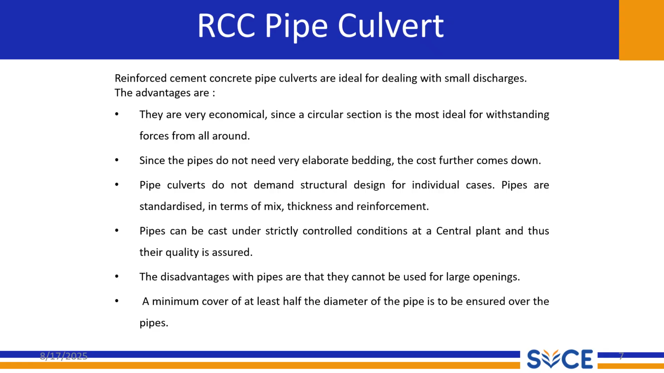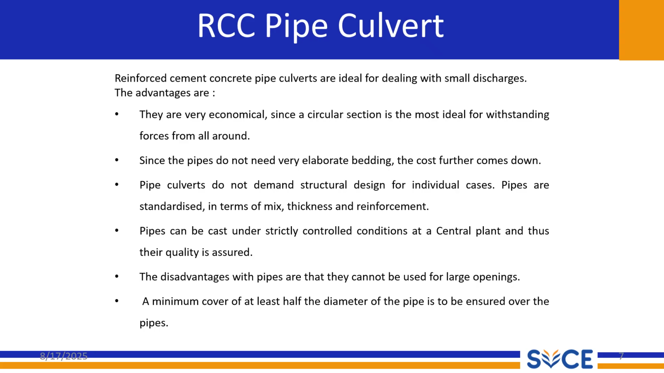So next we'll see about the pipe culvert. The RCC pipe culverts are one of the most common and economical forms of culvert used for small and medium discharges. In this type, the reinforced concrete pipes are placed side by side under the road embankment, allowing the water to flow through. The pipes are designed to carry both the earth pressure from the embankment and the live load from the vehicle above.